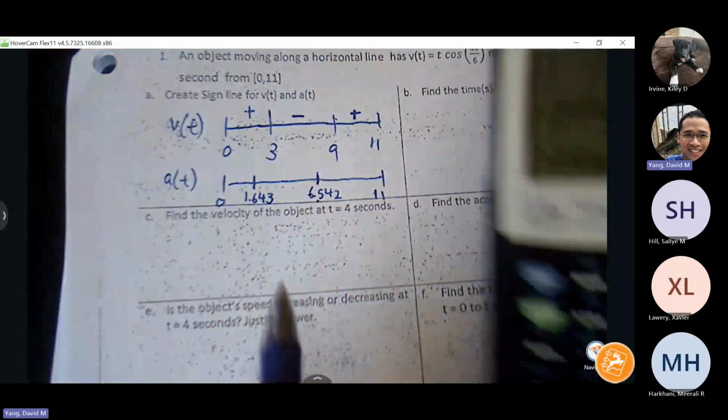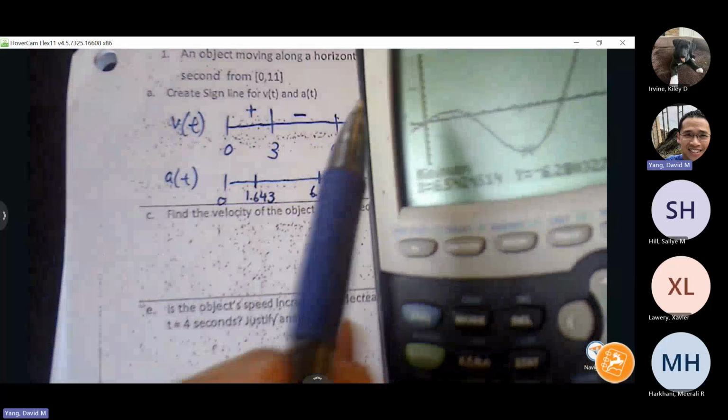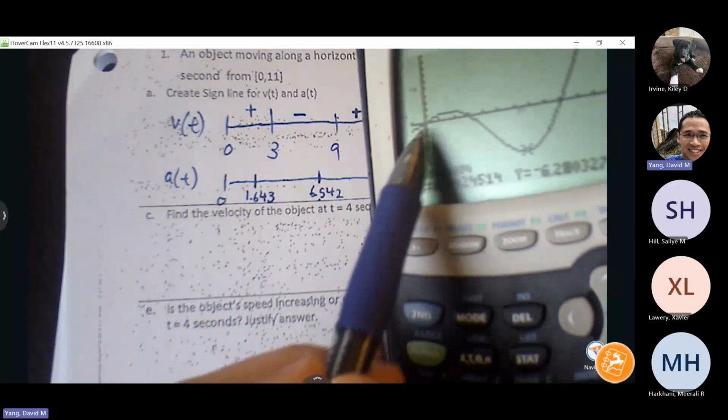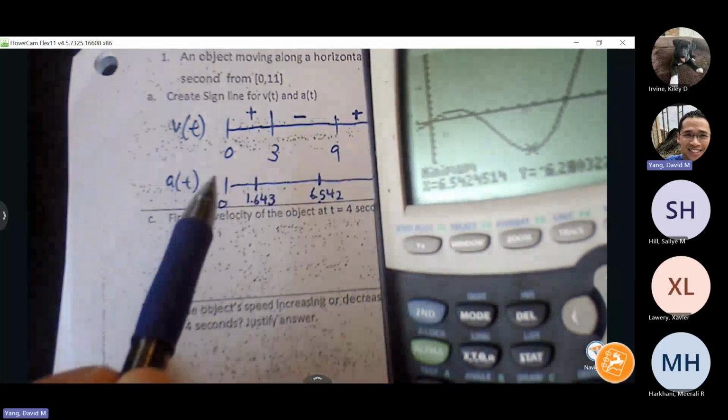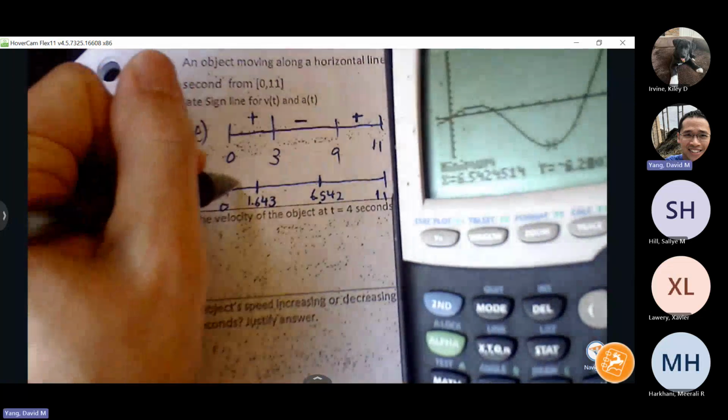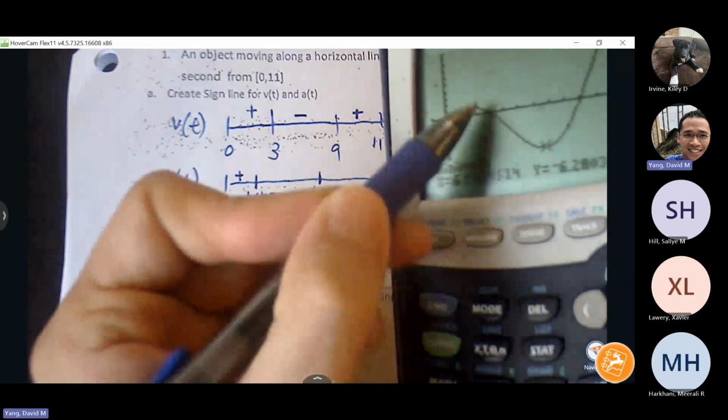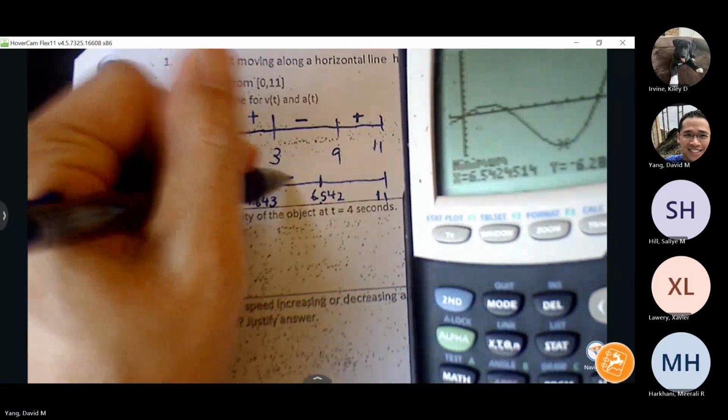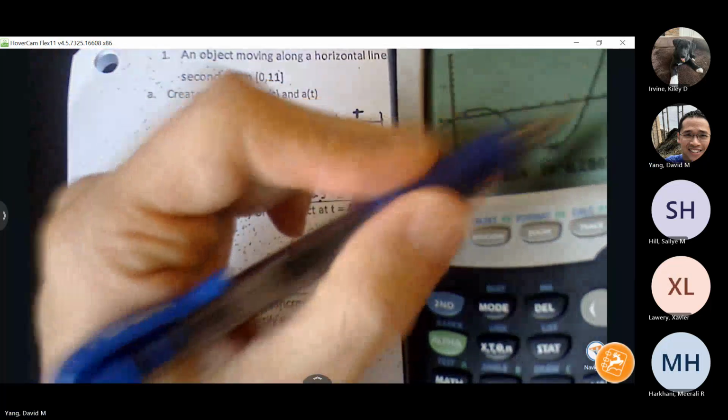6.542. So acceleration is the slope of velocity, right? Acceleration is slope of velocity. So here, positive slope would indicate positive acceleration. Negative slope is negative acceleration. And positive slope.